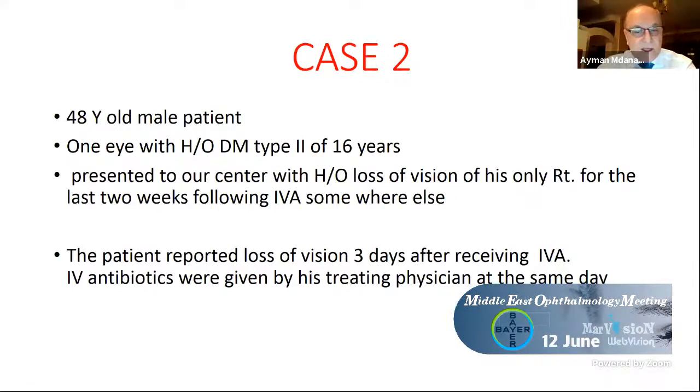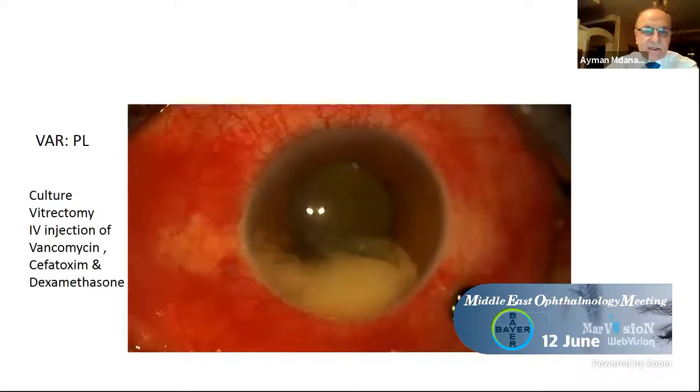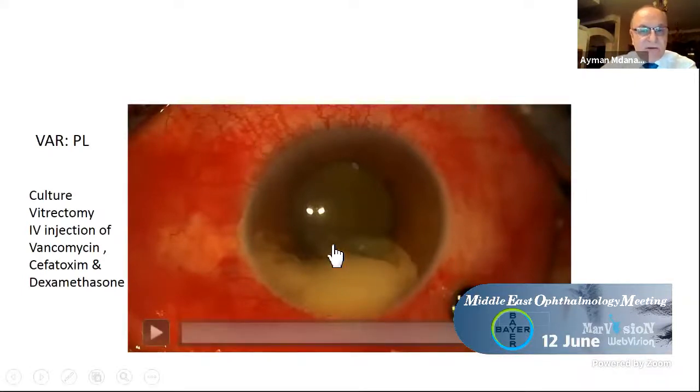His physician gave him intravitreal antibiotic, and he was followed up. His vision did not improve. In fact, he worsened, and he came to me 2 weeks later with this picture. His vision was perception of light, it was his only eye, he was blind, so we went to vitrectomy.